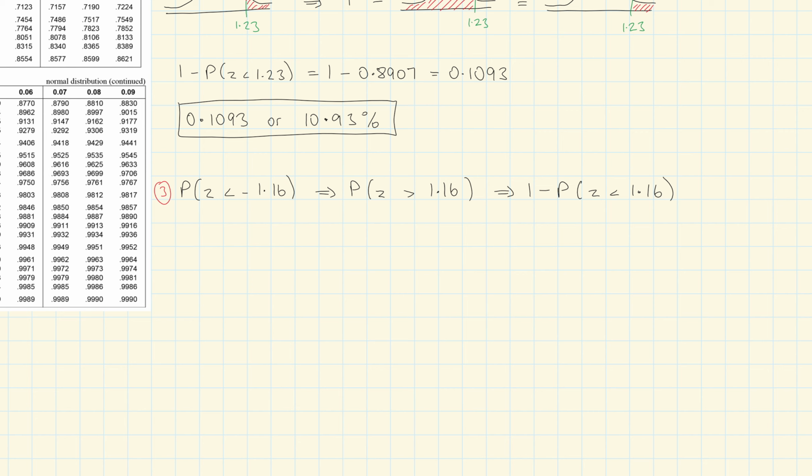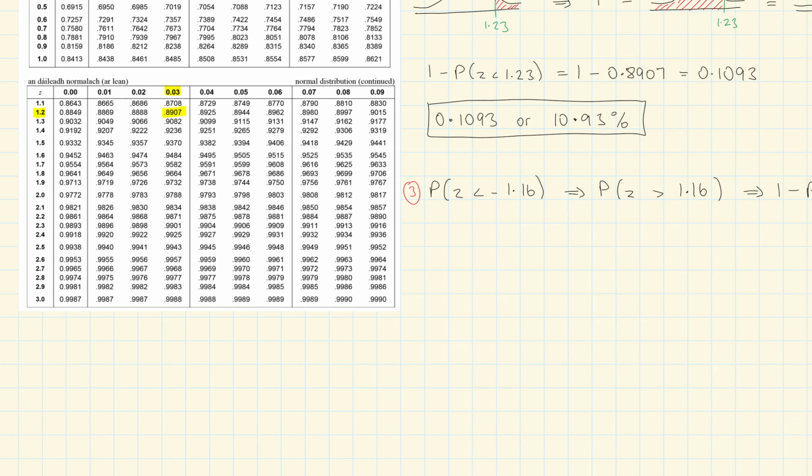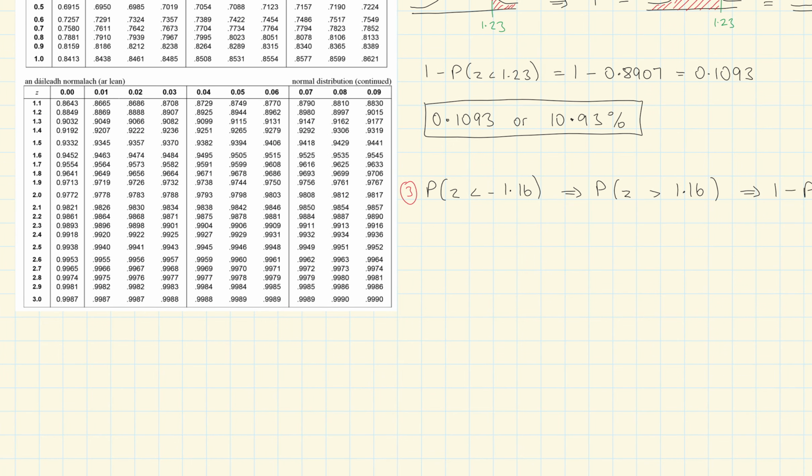Okay, so into our log tables. We're looking for 1.16. So that's 1 minus 0.8770. Into your calculators, we get 0.123, or 12.3%.